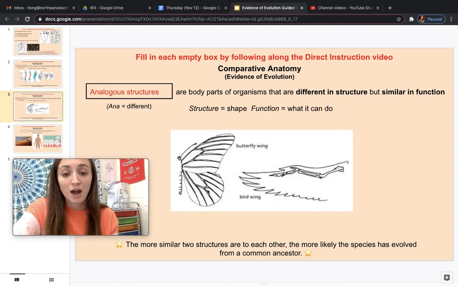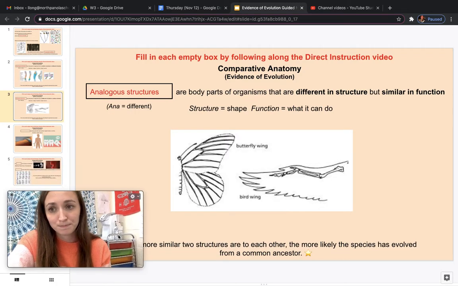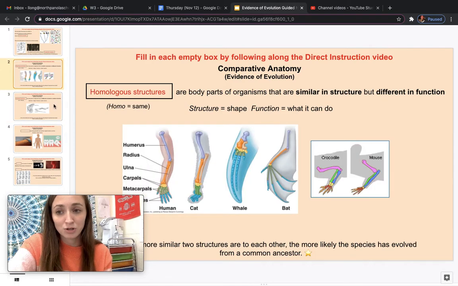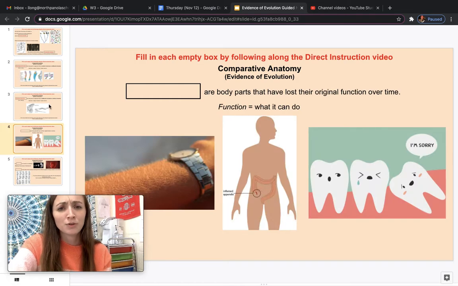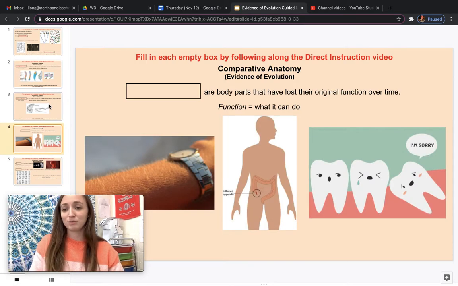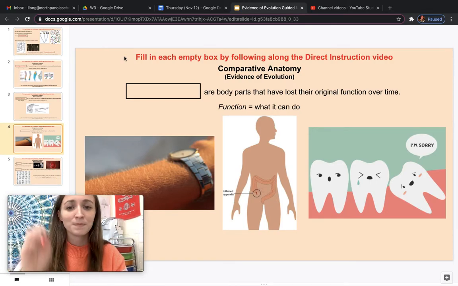Now, since they are not built the same, since the structures themselves are different from each other, these two species are not very closely related. They have not evolved from a common ancestor. Okay, so homo means same structure. Ana means different structure. Okay, those two are the hardest to get down, I think, so we're going to get a lot of practice with them, and these next two are a little bit easier, so no stress.